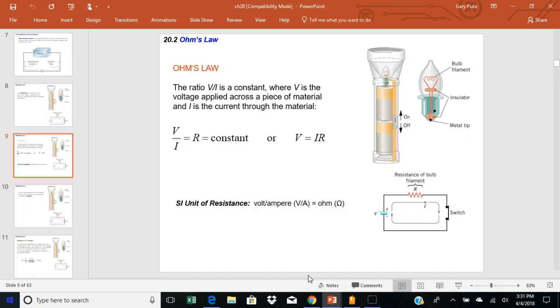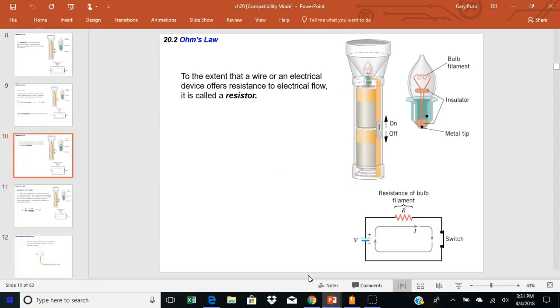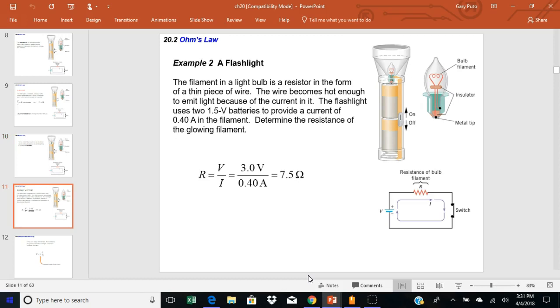You've got resistance and you've got a resistor, and they're going to be used interchangeably, pretty much. The extent that a wire or an electrical device offers resistance, that's called the resistor. The bulb filament is the resistor here. The filament in the light bulb is the resistor in the form of a thin piece of wire. When you hit the switch on, the wire becomes hot enough to emit light because of the current in it. It turns the bulb on. The flashlight uses two 1.5 volt batteries, 3 volts, and provides a current of 0.4 amps in the filament.